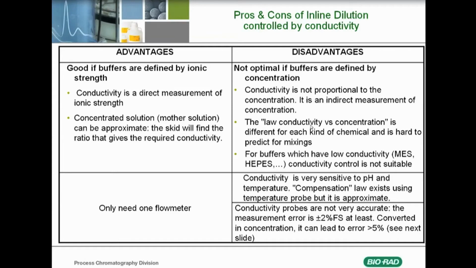And this relation between conductivity and concentration differs between each kind of chemicals. And it's quite hard to predict for mixing, for example, mixing a weak acid with a weak alkali so as to make a buffer. Also, if you are using buffers which have a very low conductivity, such as MES, which are very much used for ion exchange chromatography, using conductivity control is not very suitable.